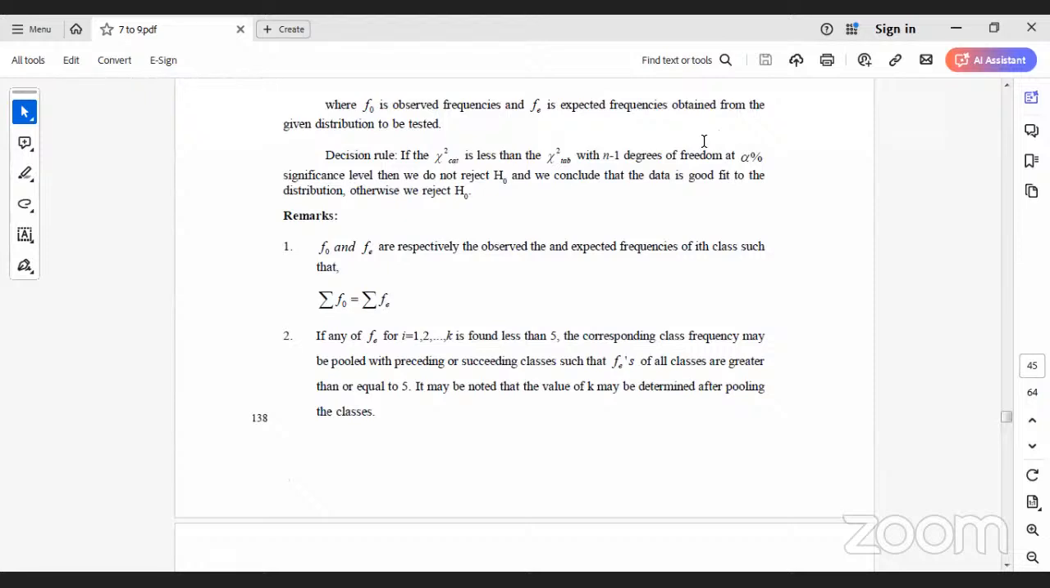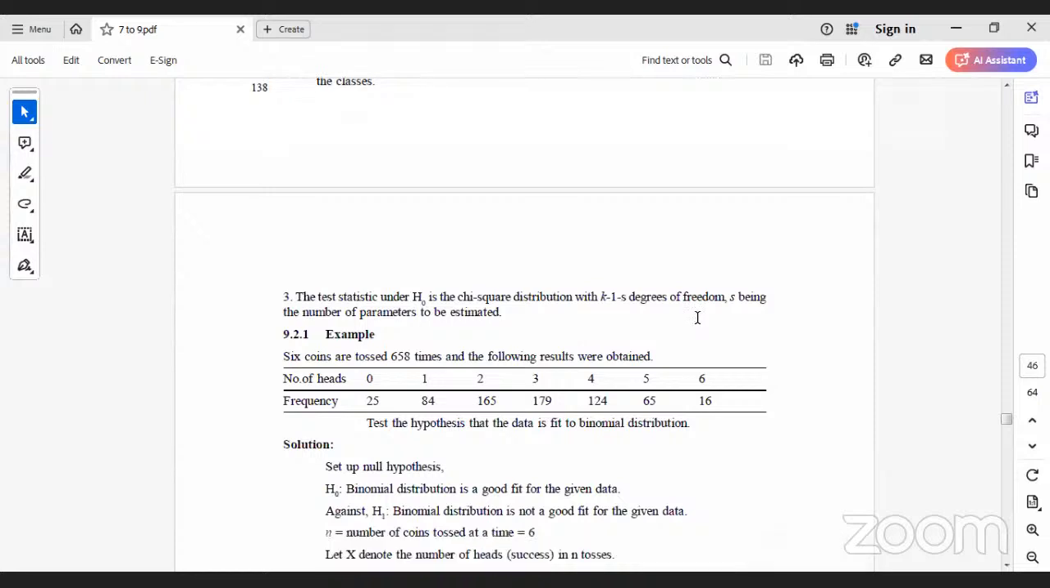fo and fe are respectively the observed and expected frequencies of the ith class such that summation of fo is equal to summation of fe. If any fe for i = 1 to k is found less than 5, the corresponding class frequency may be pooled with preceding or succeeding classes such that fe for all the classes is greater than or equal to 5. It may be noted that the value of k is determined after pooling the classes.